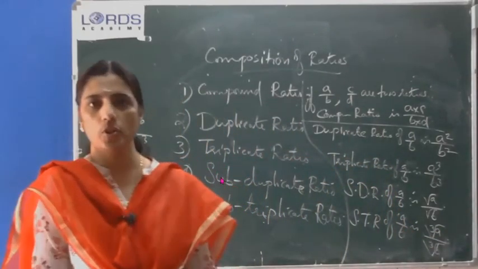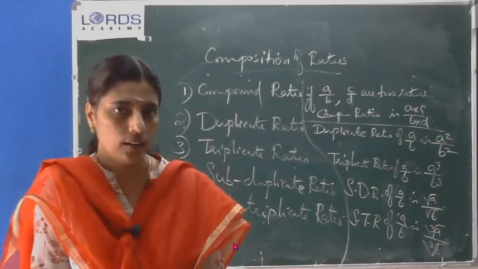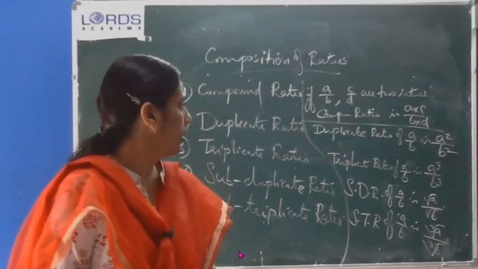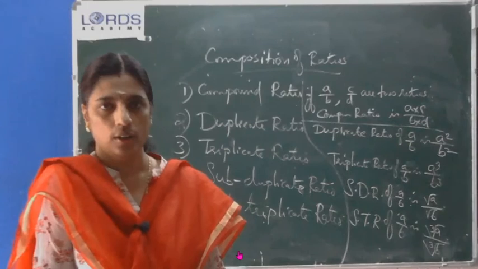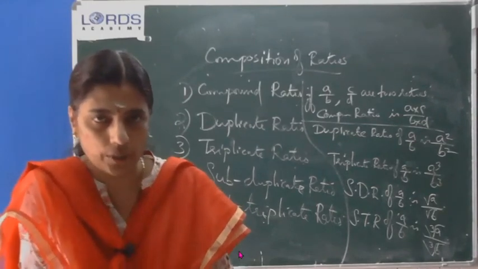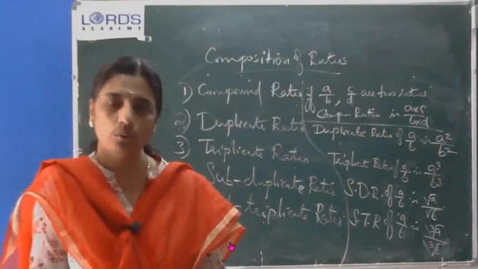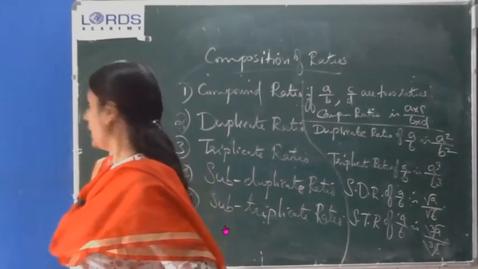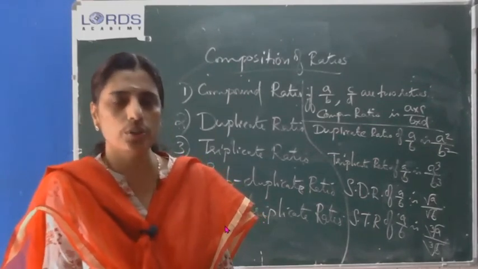So, the properties of proportion. Today I started the class with a recap. We studied different combinations or compositions of ratios. What are they? The first one is compound ratio. How will you get the compound ratio of two or more ratios? A by B, C by D, E by F. If there are more than two ratios, that is also okay.